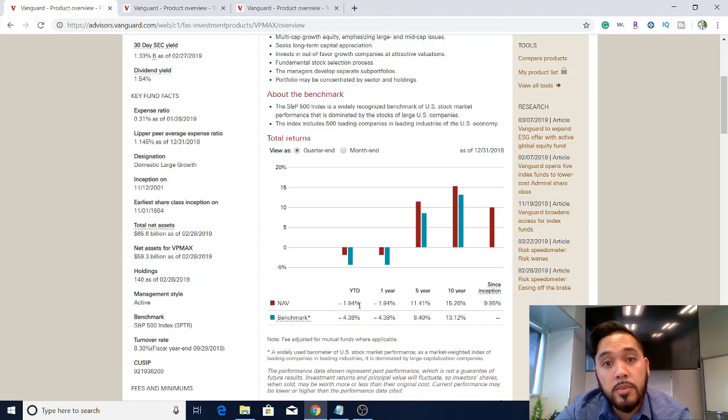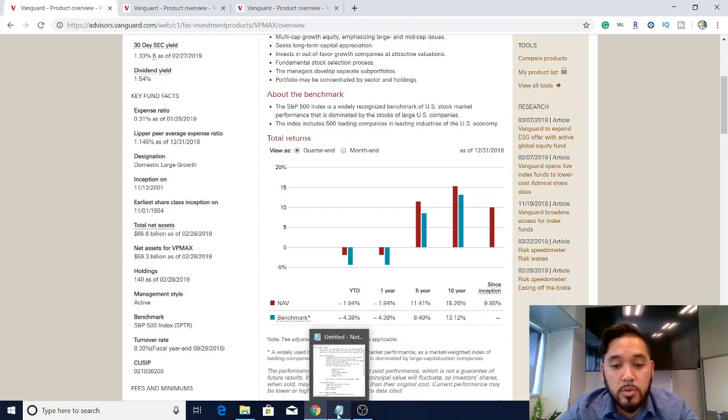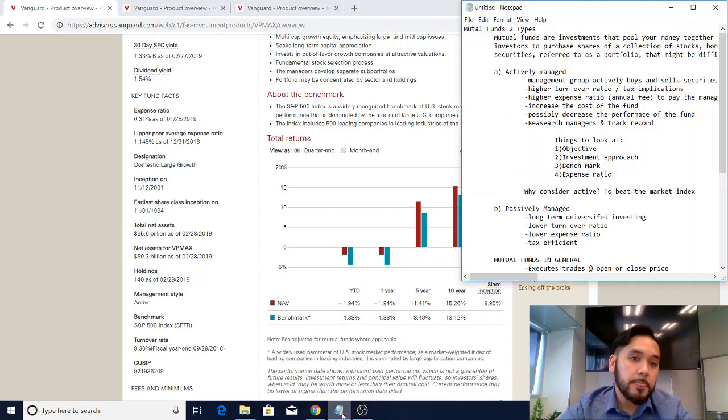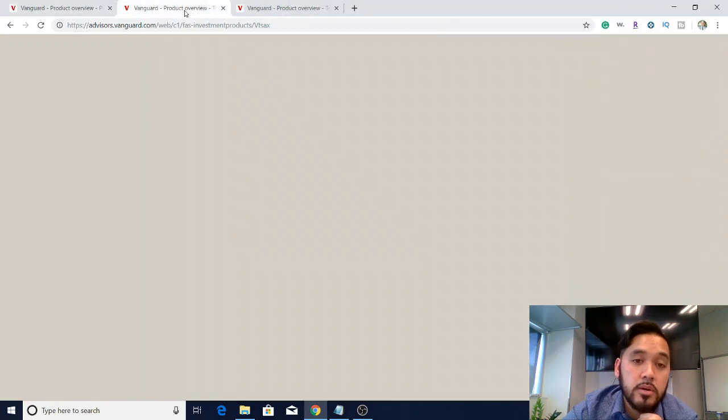Yes, it might be a little bit more expensive out of pocket to invest with the actively managed fund, but you always have to look at the investment group doing the management. So next, we're going to move on to passively managed mutual funds. So this one right over here.